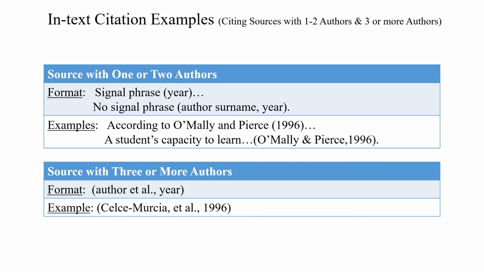The second example is a citation for 3 or more authors. Note, APA 7th edition has simplified the format so that when there are 3 or more authors, you simply cite the name of the first author and et al. along with the year.